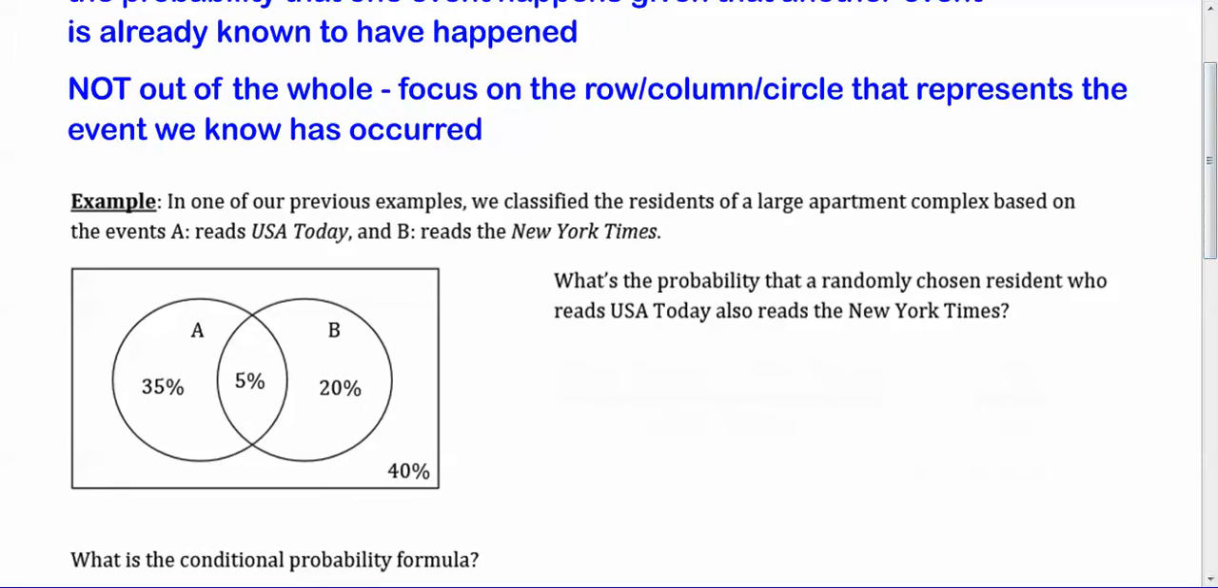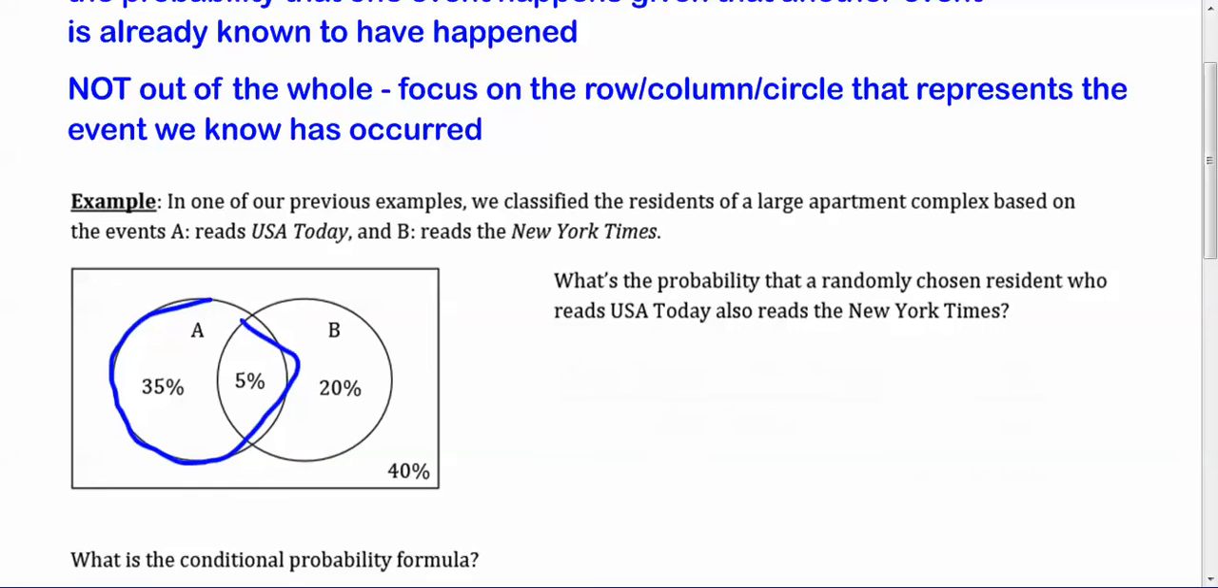We have residents of a large apartment complex, and some of them read USA Today and some of them read the New York Times. A represents people that read USA Today. B represents those that read the New York Times. So my question is, what's the probability that a randomly chosen resident who reads USA Today also reads the New York Times? So it's not out of everybody. It says residents that read USA Today. So I'm not going to consider out of everybody, I'm just considering out of this circle.